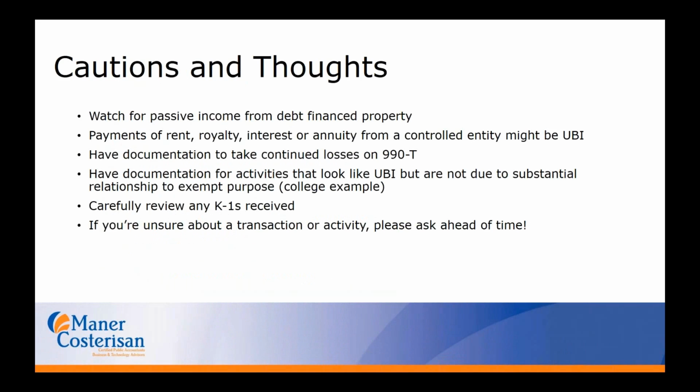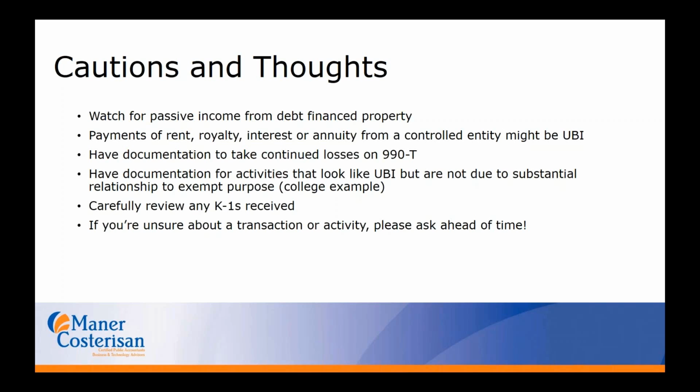So some cautions and thoughts as we near the end of this webinar. Keep an eye on passive income from debt-financed property. That's that rental income if you have a debt-financed property. Look for payments of rent, royalty, interest, or annuity from a controlled organization. Make sure we have documentation of profit motive if we continue to take losses on 990T. Make sure we have documentation for activities that look like UBI but are not because they're substantially related to the exempt purpose. And if you were on the webinar last week, that was talked about in that college example where the college bought the property and turned it into a bed and breakfast.